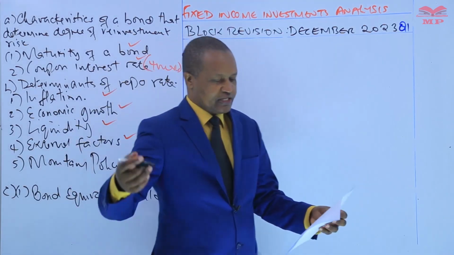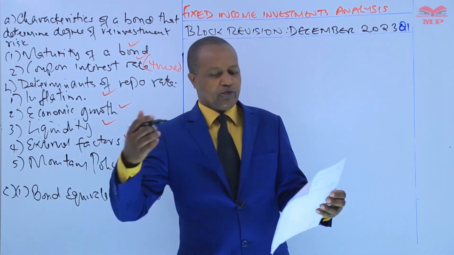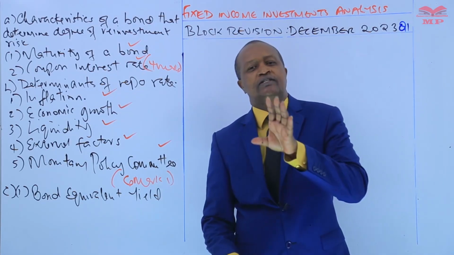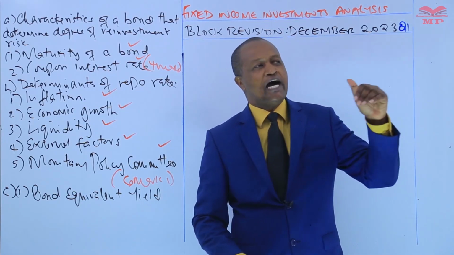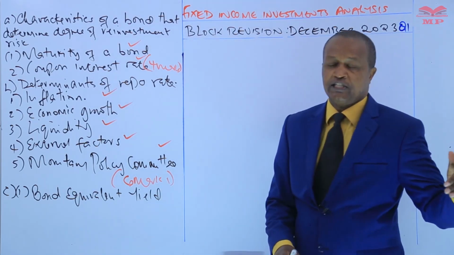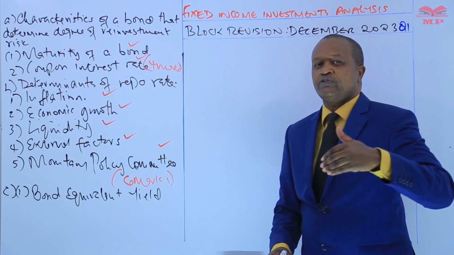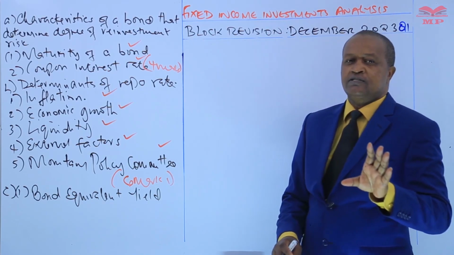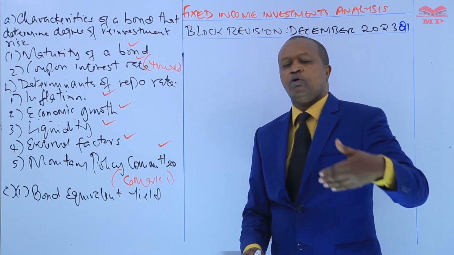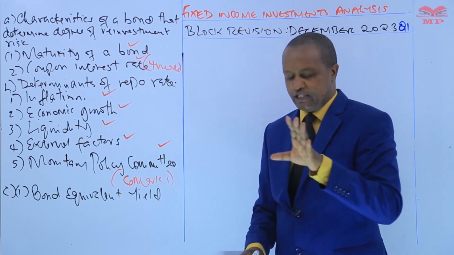So candidates, a bond equivalent yield is a metric that is used to compare the annual returns of fixed income securities or investments, especially those with interest that is earned or made more frequently than annually.